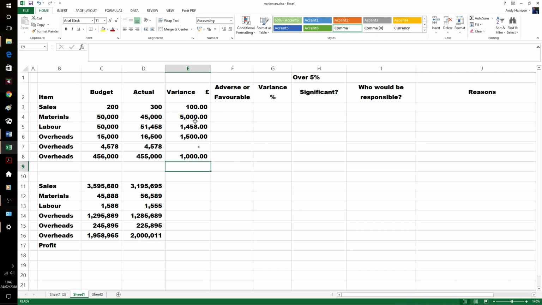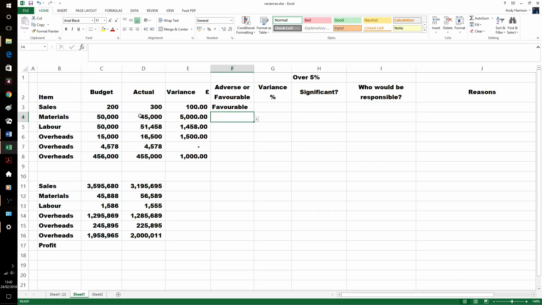So that one was 100, that's 500, that's okay, that's an extra 1,458, that's an extra £1,500, that's nothing because budget and actual are exactly the same, and that one's £1,000 less than we budgeted for. So in terms of adverse or favourable, we've sold more than we budgeted for. That's good.